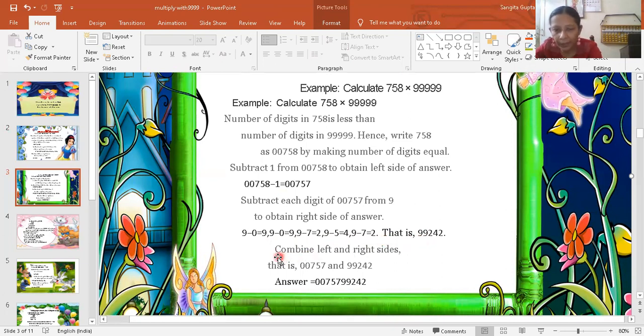Now you have to combine these digits, left hand side and right hand side. See, this is your left hand side. So you will write down in the answer 00757. And you see here, this is on the right hand side. So you will write down this 999 and 242. And this is your final answer.